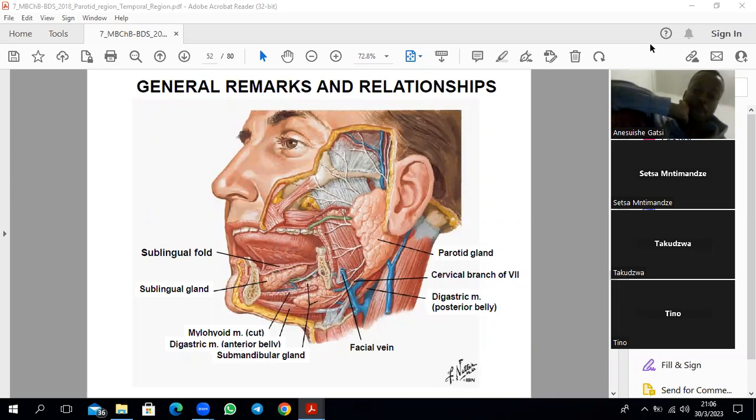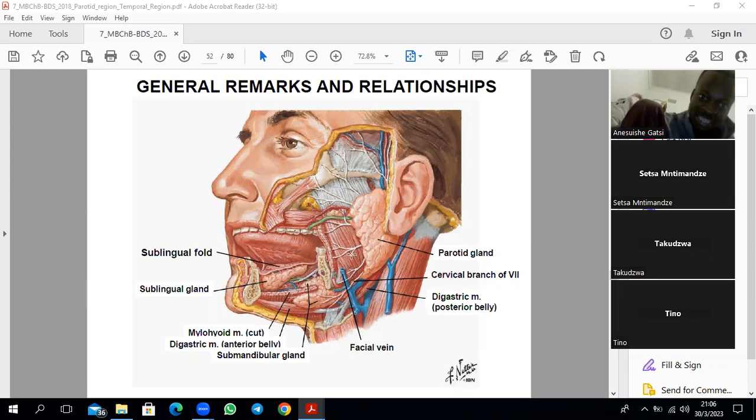So my parotid region is the region that is around the ear. Forgive me, I won't follow the slide per se, but I'll just use it for pictures here and there. So the parotid region is the region around the ear, right?